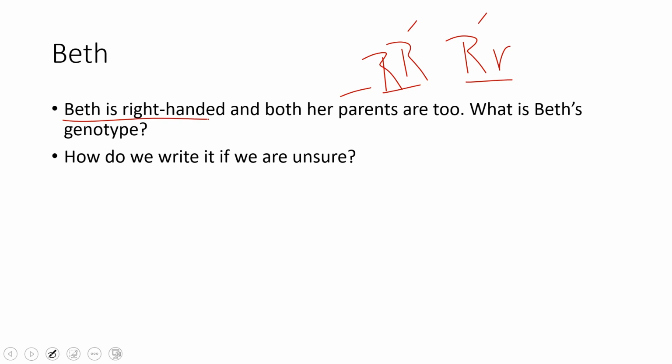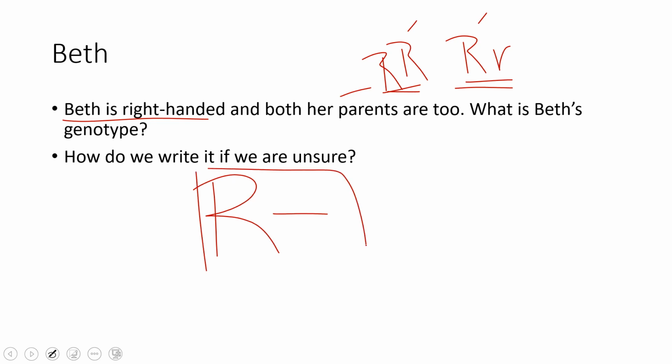If we can't tell from the problem whether a person, or an animal for that matter, is homozygous or heterozygous, the way that we write that is we give them what we know they must have. We know she must have one big R because she's right-handed, but we don't know what her second letter is, because she might be big R, big R, but she might also be big R, little r. So if we're unsure, this is how we write it: the second letter gets a dash to indicate that we're uncertain what their second allele is.